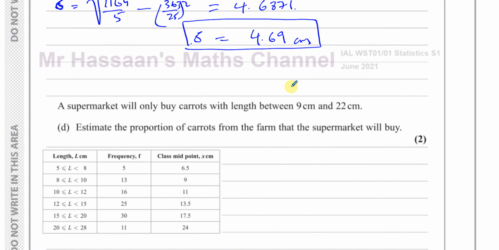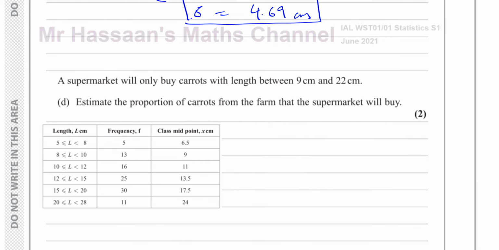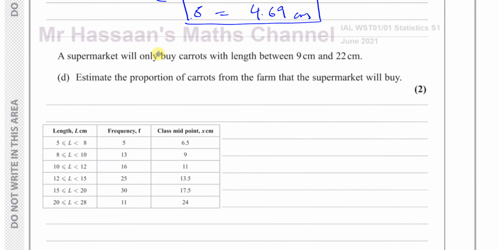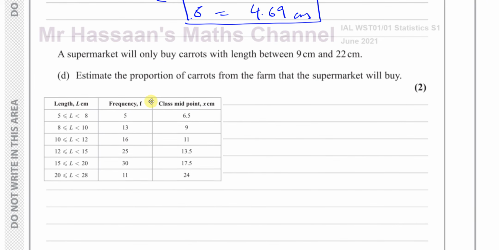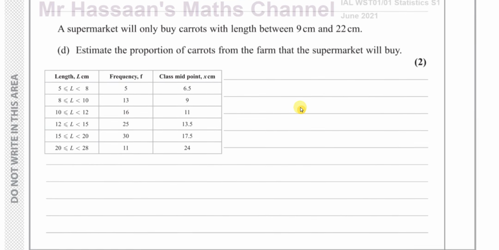Okay, now for part D, a supermarket will only buy carrots with lengths between 9 and 22 centimeters. Estimate the proportion of carrots from the farm that the supermarket will buy. Okay, so we've got to find between 9 and 22. So basically, it's going to be halfway between these two, and from 20 to 28, 22 is like 2 out of 8.